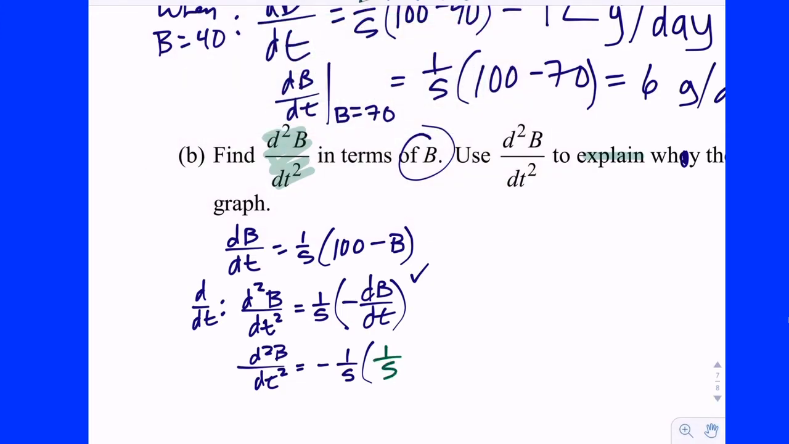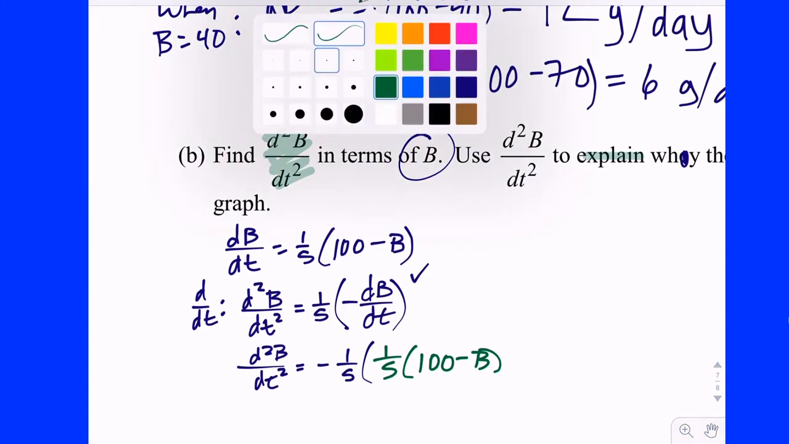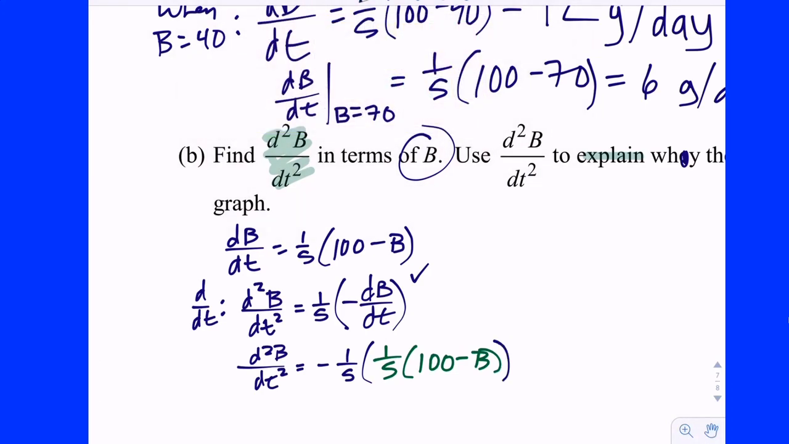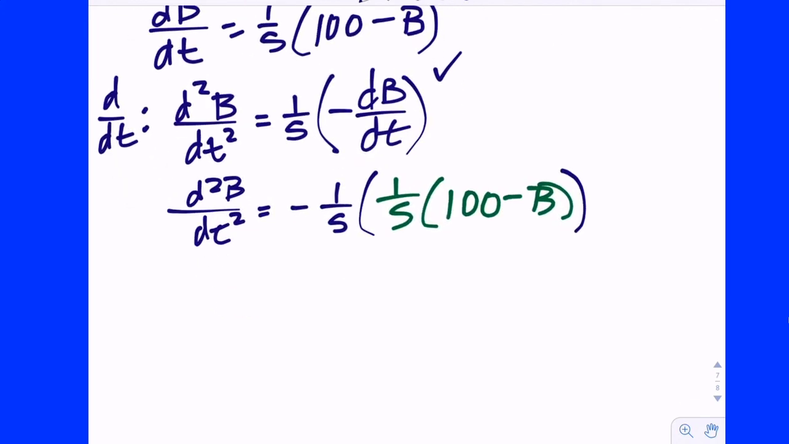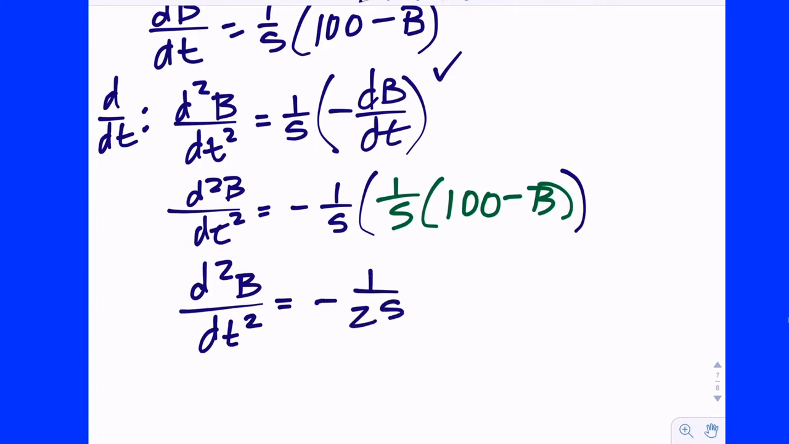Yeah, 1/5 times 100 minus b. Now, is there any obligation on your part to go any further than that? No, not really. But remember, this is also going to offer up some kind of clue as to why the graph can't be the one that gave me. So it might be worth it to go ahead and simplify so that you have something easier to analyze.